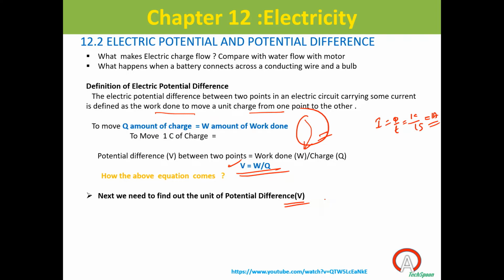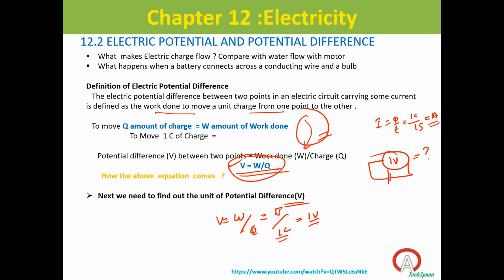Similarly, what is 1 volt? If I'm saying that the potential difference between these two terminals of a battery is 1 volt, what does it mean? We have to get it from the equation, simple. We know V is equal to W by Q. W is 1 joule, Q is 1 coulomb. 1 joule by 1 coulomb is equal to 1 volt.